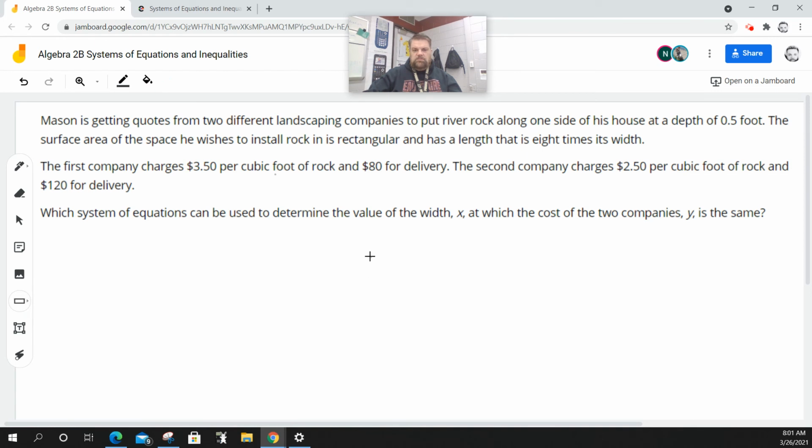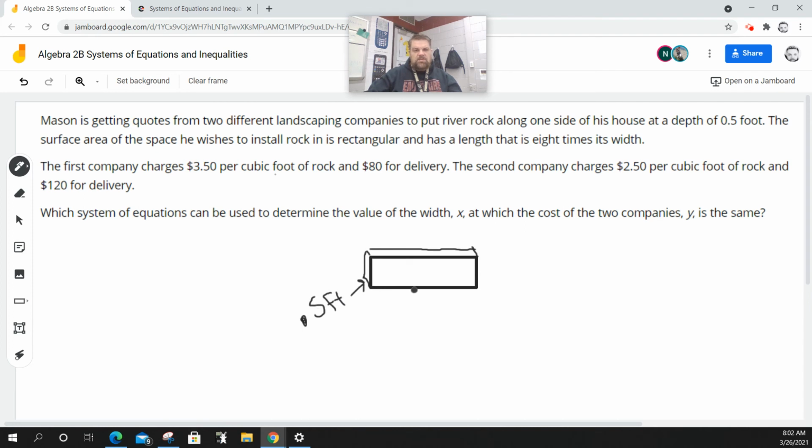So we've got a rectangle, right? Like this. And then it goes 6 inches deep. So this is like a bird's eye view. Okay, and let me reread this. We know that the depth, like this right here, is 0.5 feet.